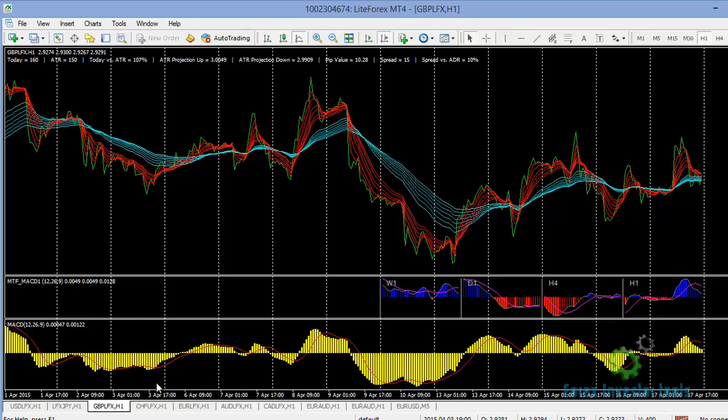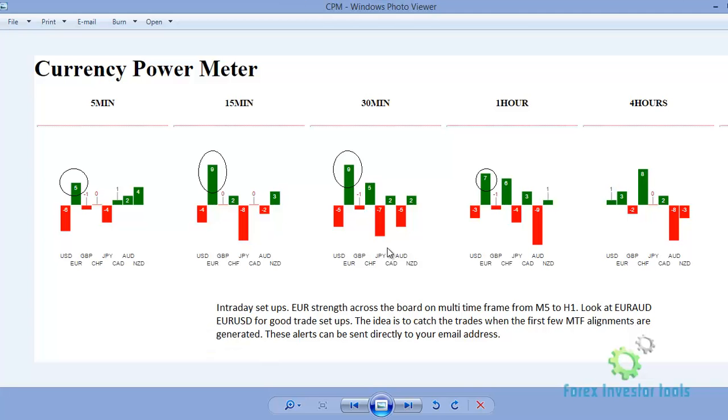One, because the CPM tells you that there are strong readings across the time frames and weak readings across the time frames, so that currency pair is a good pair to trade. And to top it, if you have ATR within 50 or 55%, it still is a good currency to be trading. What I recommend you to do is open the currency power meter.